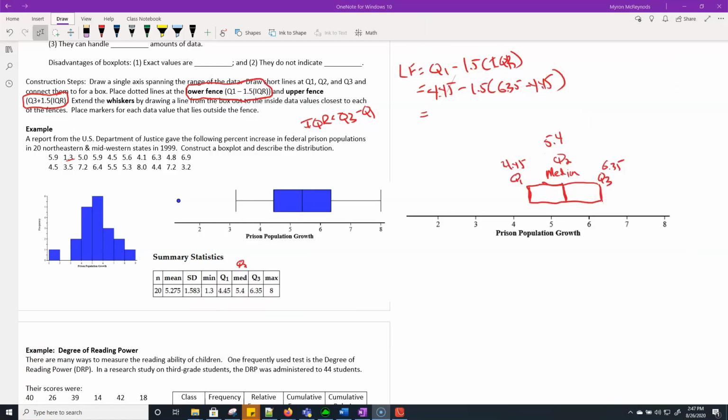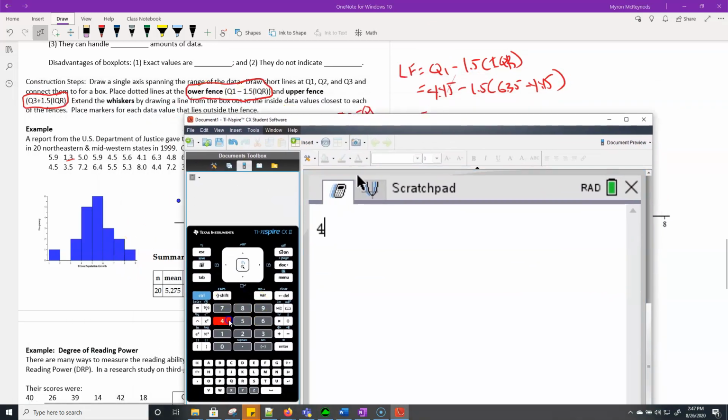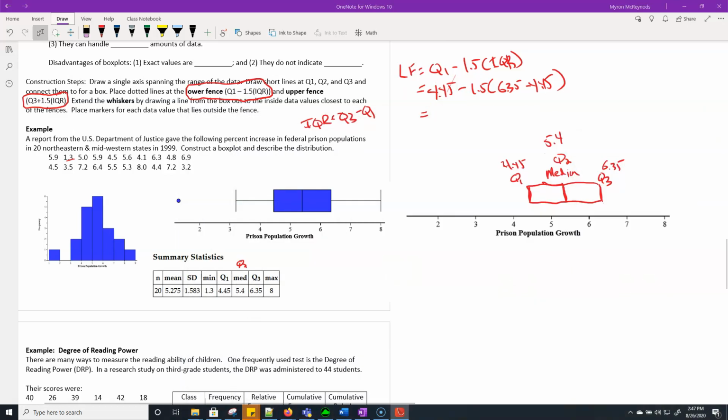I'm going to pull up a calculator here. And so what do I have? 4.45 minus 1.5 times the IQR, which is 6.35 minus 4.45. Enter, and you get 1.6. So the lower fence is 1.6. Anything below 1.6 would be an outlier to the left, lower than that.